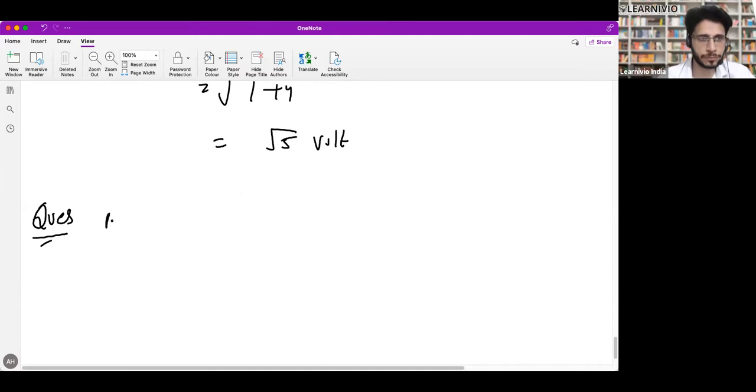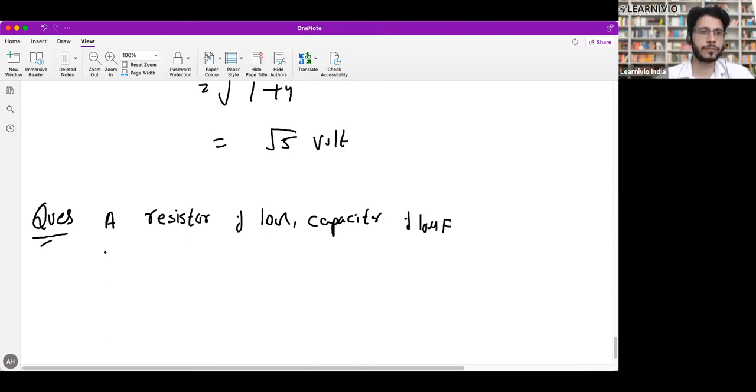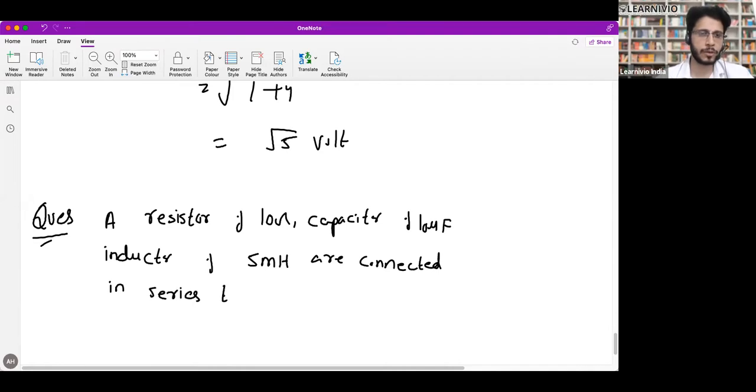So you have a resistor of 10 ohm, capacitor of 10 microfarad, inductor of 5 millihenry are connected in series to an AC supply, and this AC supply is 20 sine 314 T volt.